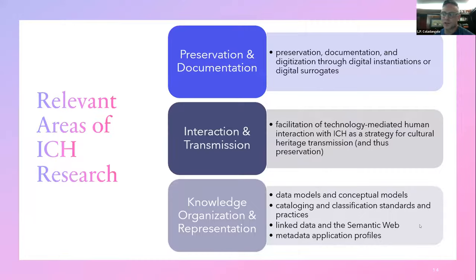The way that I've structured this is thinking of ICH research relevant to our work as being broadly grouped in three areas: preservation and documentation, interaction and transmission, and knowledge organization and representation. In the case of preservation and documentation, we're talking about making digital objects and representations for various systems. Interaction and transmission research is really about the development of technologies that support and allow human beings to experience ICH.